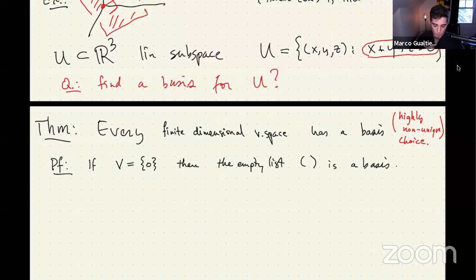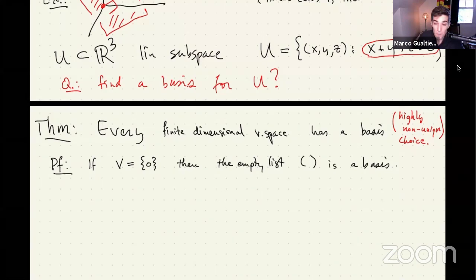Okay, so there's a couple of definitions that you need to check to make sure that this is consistent with everything that we've assumed so far, but the basic idea is that an empty list is considered to be linearly independent. I don't want to dwell on this particular thing, but you have a basis if the vector space is 0.